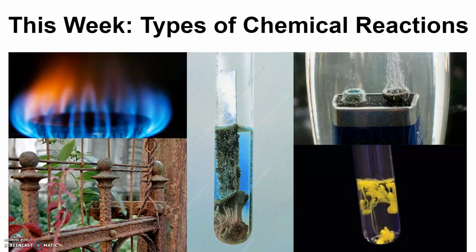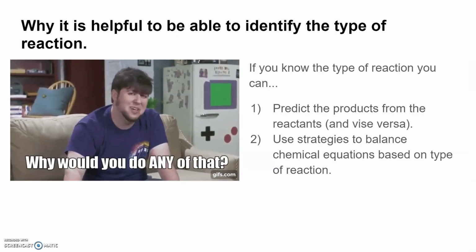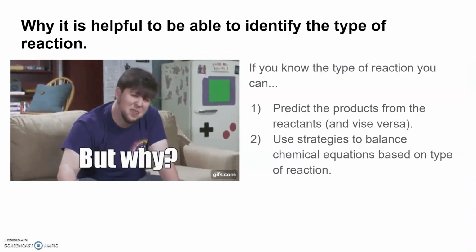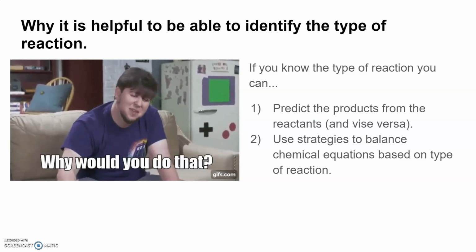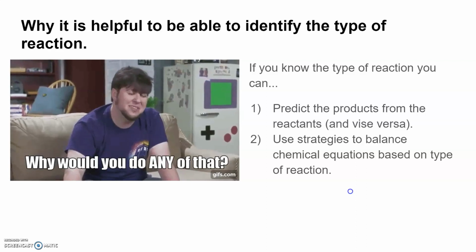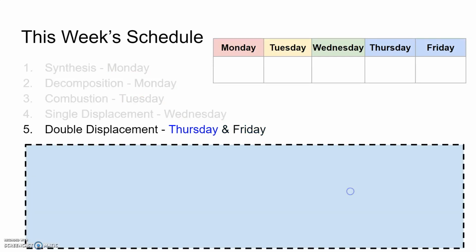So this week we've been learning about different types of chemical reactions. And we're learning about these things because by knowing the type of chemical reaction, you're able to predict products and use strategies to balance chemical equations. So far this week we've learned synthesis and decomposition, combustion, and single displacement. Today and tomorrow we're going to learn about double displacement.